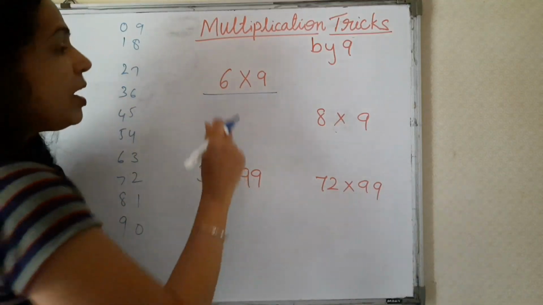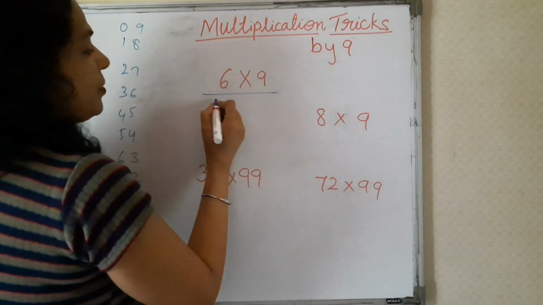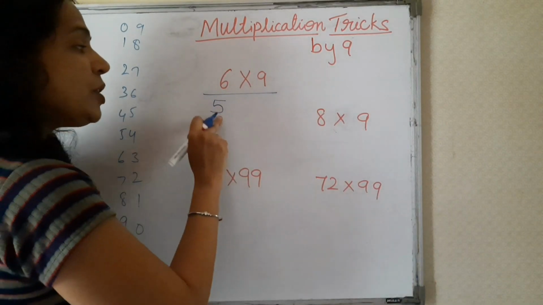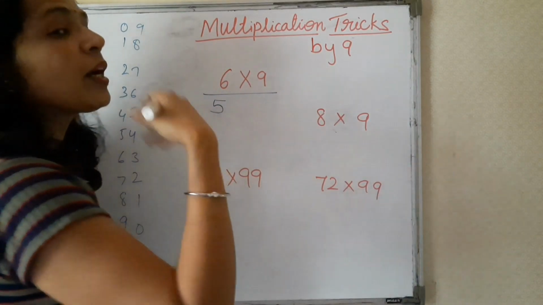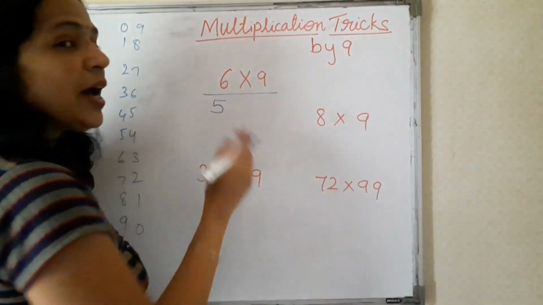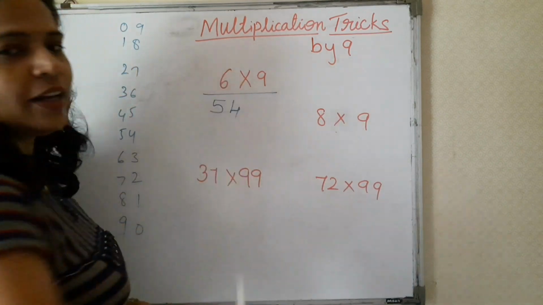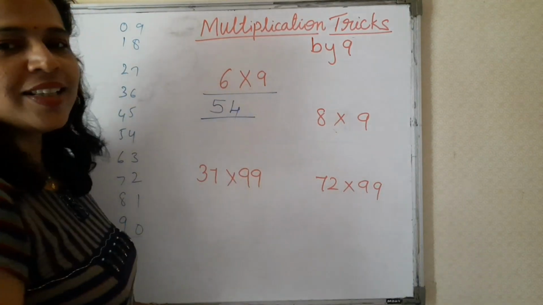Step 1: 1 less than 6 is 5. Now step 2: you have to see how much you add to this 5 to become 9. 5, if you add 4 to that, it will become 9. 5 plus 4 is 9. Write that 4. This is our answer.